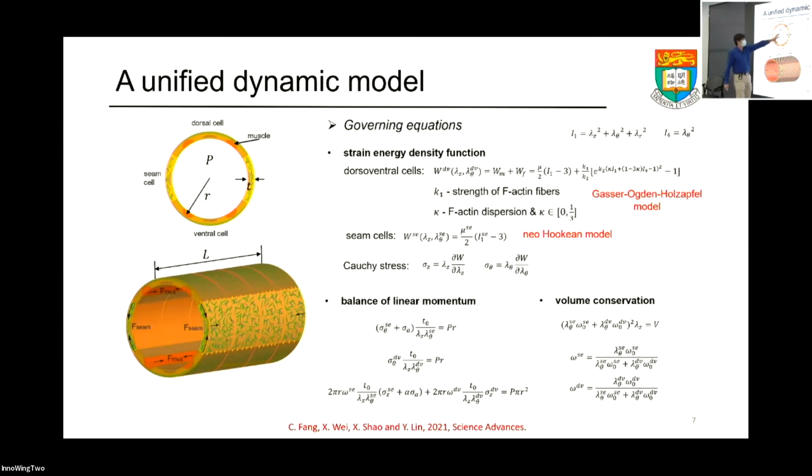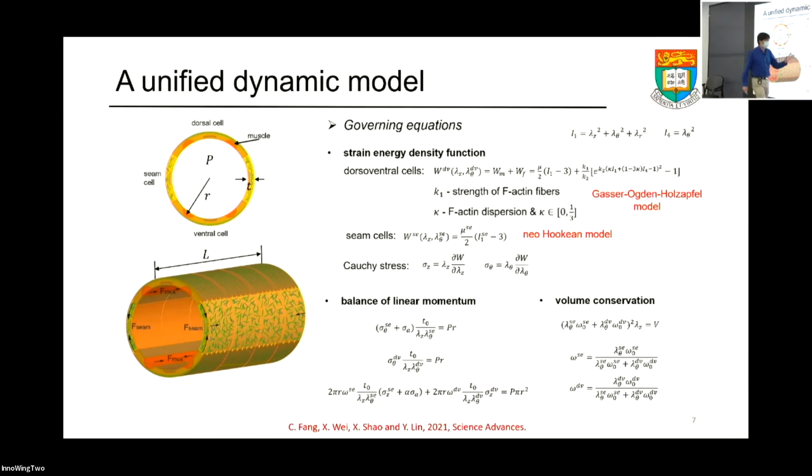Now, if we take a closer look, this is well known biologically. The embryo wall actually consists of different layers. We call it dorsal cell on the top, ventral cell, and then in the middle it is sandwiched by some thin cells. The difference between the thin cell and the dorsal and ventral cell is that the thin cell can generate active contraction, and then the dorsal cell and the ventral cell will react passively. They will not generate active contraction. So the actin alignment we observed is happening in the dorsal cell and the ventral cell as a result of the active contraction of the thin cell.